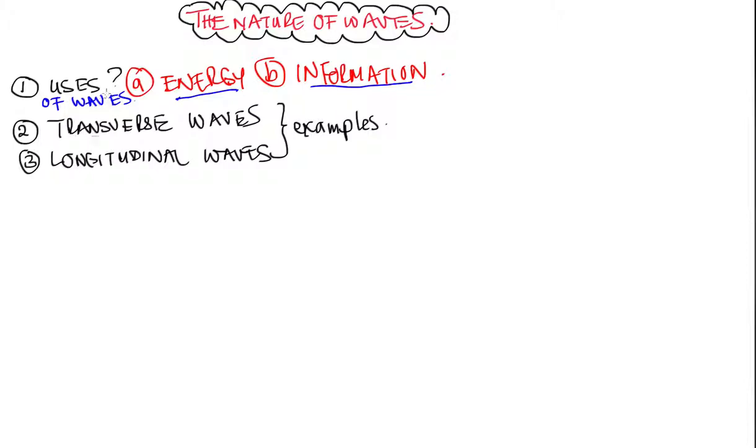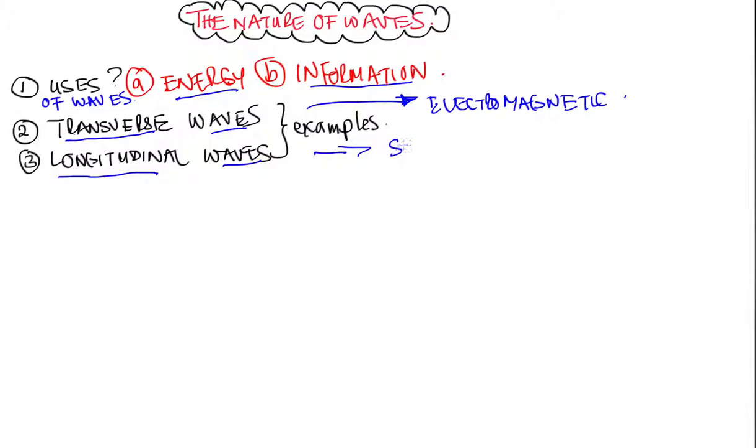But then there are two types of waves, namely transverse and longitudinal, and both of these have examples. An example of transverse waves would be electromagnetic waves. So electromagnetic waves are a type of transverse wave, and sound waves are a type of longitudinal wave.